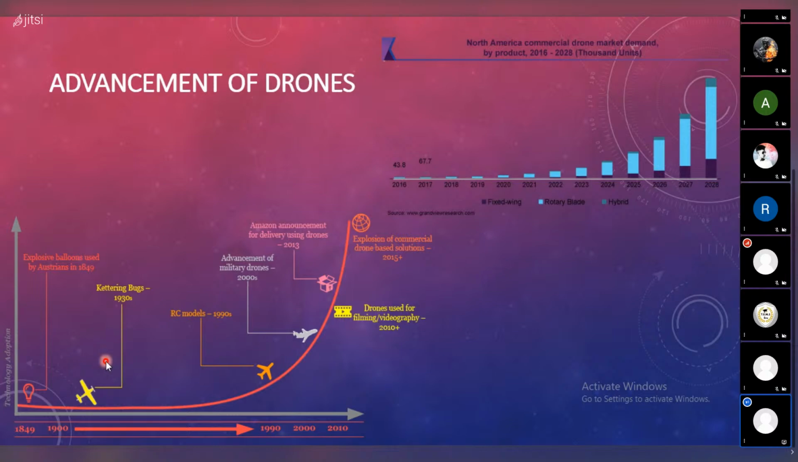So going ahead, you will see drones penetrate many other applications. There is an enormous range of applications of drones. So going ahead, you can definitely see drones penetrate into various applications and into the market.